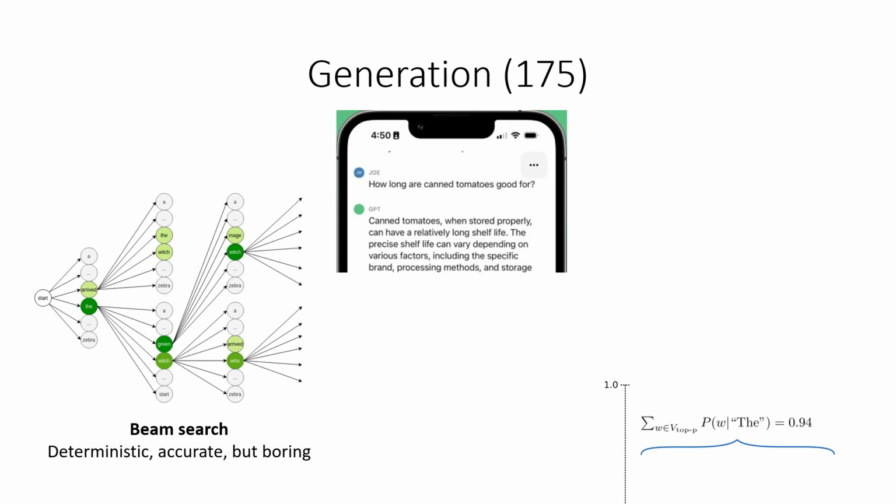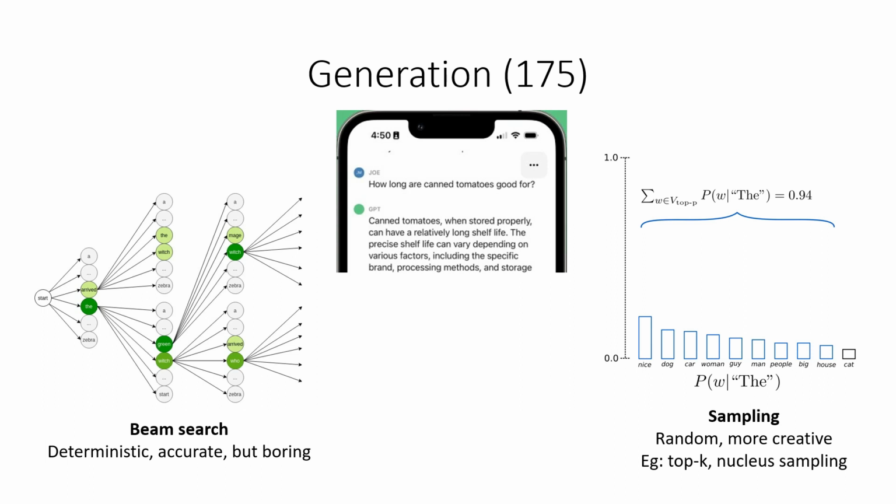Another approach is sampling, where the model randomly chooses between a few top candidate words. This is non-deterministic, but more creative, and the preferred approach for some applications like ChatGPT. Two of the most popular sampling algorithms are top K sampling and nucleus sampling.